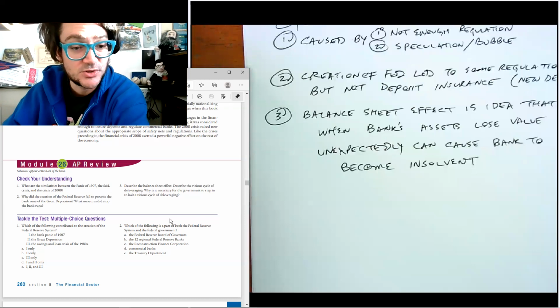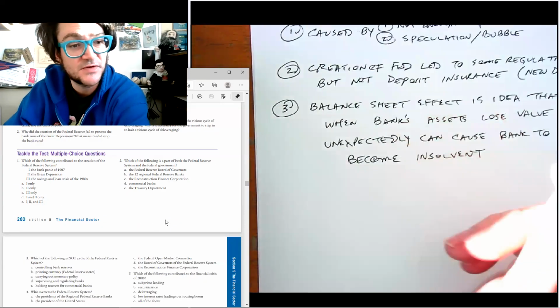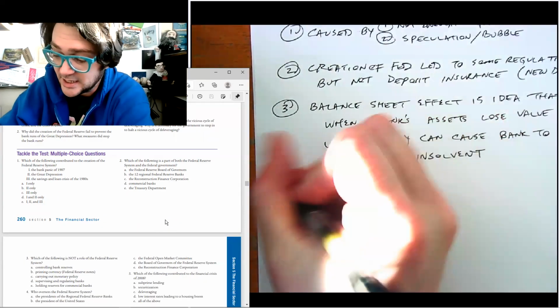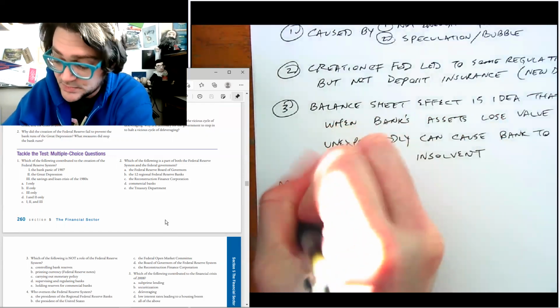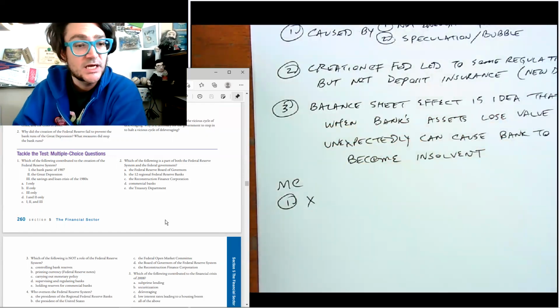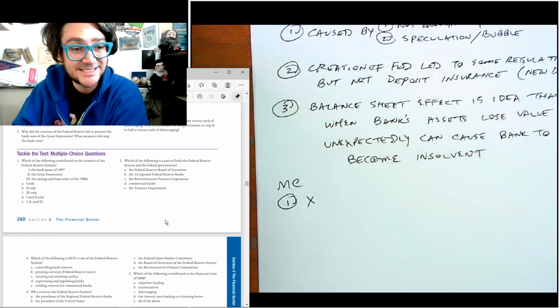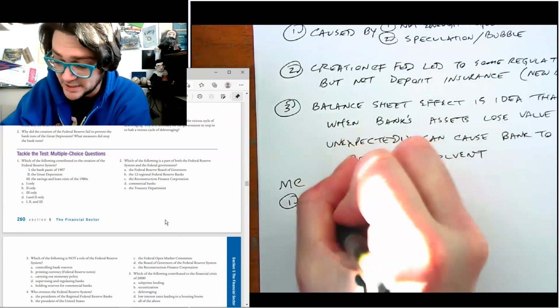All right, we're going to take a look at these multiple choice questions. The first one says, which of the following contributed to the creation of the Fed? For this one, you don't expect it to appear on the quiz. It is the bank panic of 1907, in fact, so it's A only.